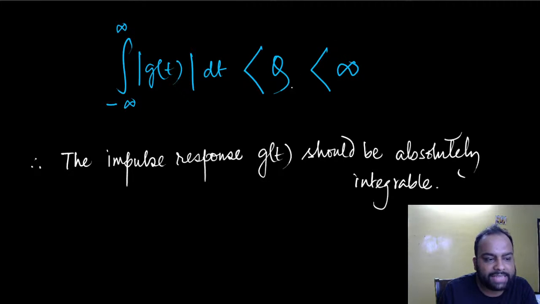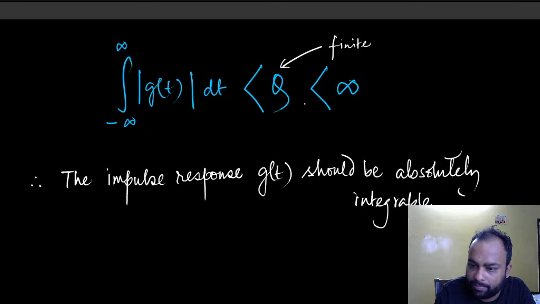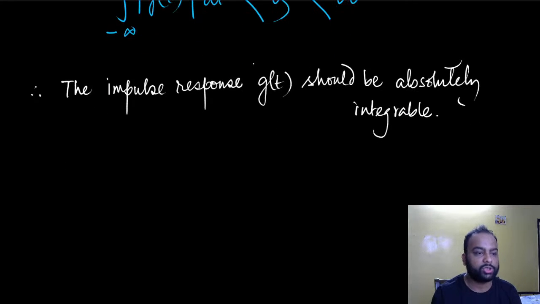I'm just saying that q itself is a finite quantity. Just to write that, I'm saying less than infinity. So q is a finite quantity, right? To say that q is a finite quantity, we are just writing this part. So this absolute integral of g t should also have an upper bound. So this is the condition for BIBO stability.